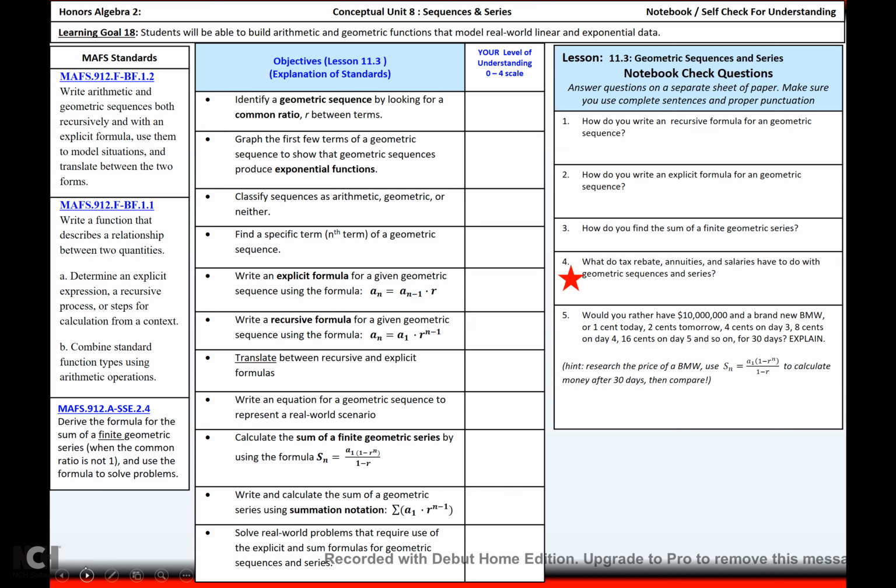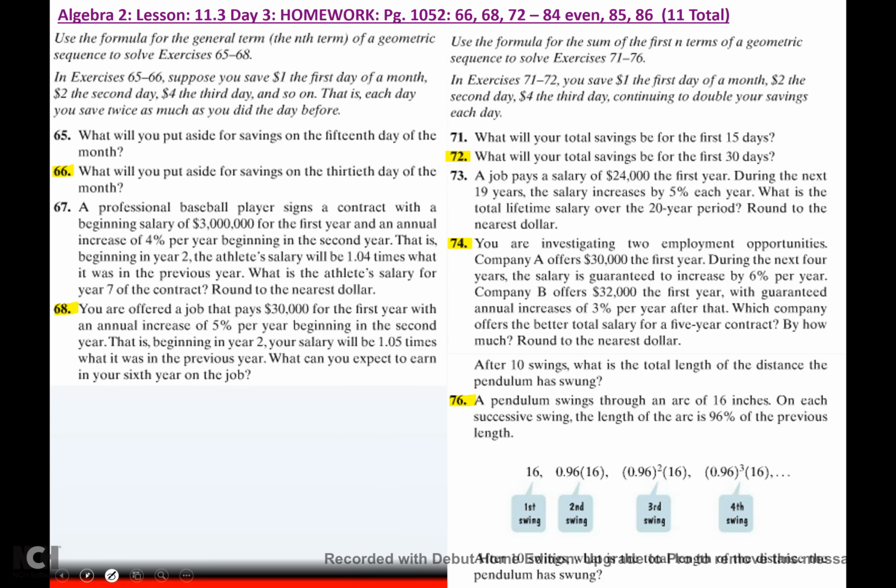So what do tax rebates, annuities, and salaries have to do with geometric sequences and series? Well, because when you do tax rebates, annuities, and salaries, it's all a way of basically adding up money that follows a geometric pattern. Most of these things, they give you an increase per year or something like that. It's happening every year, so it's a pattern. And that's why it follows the geometric series.